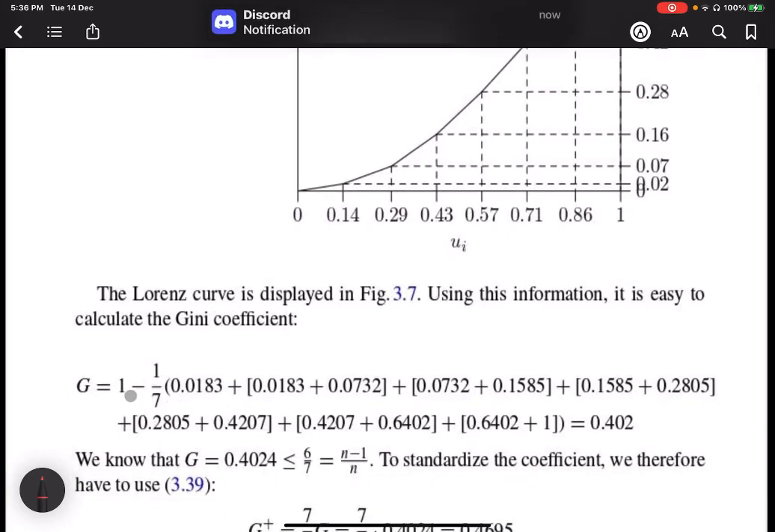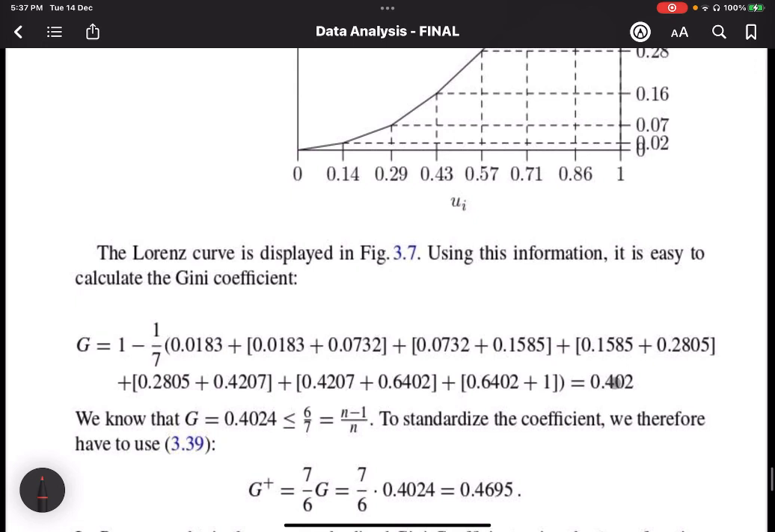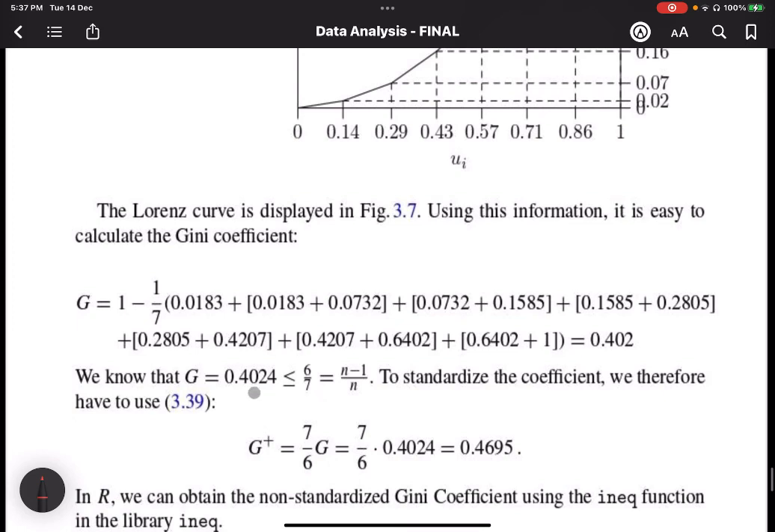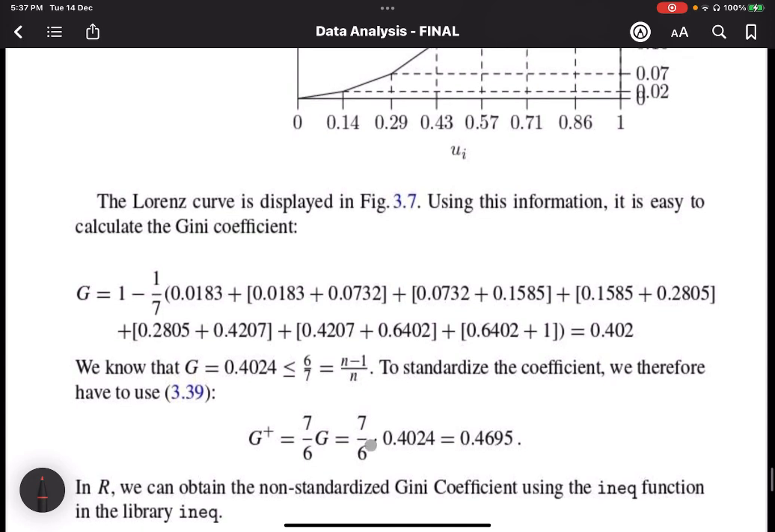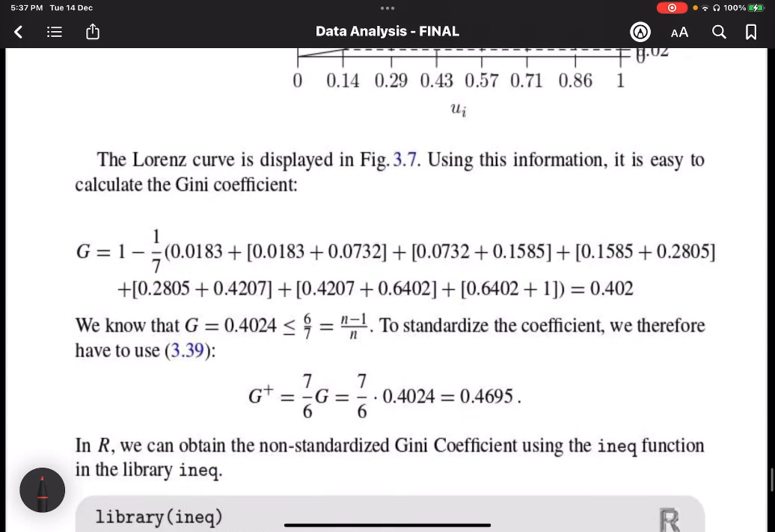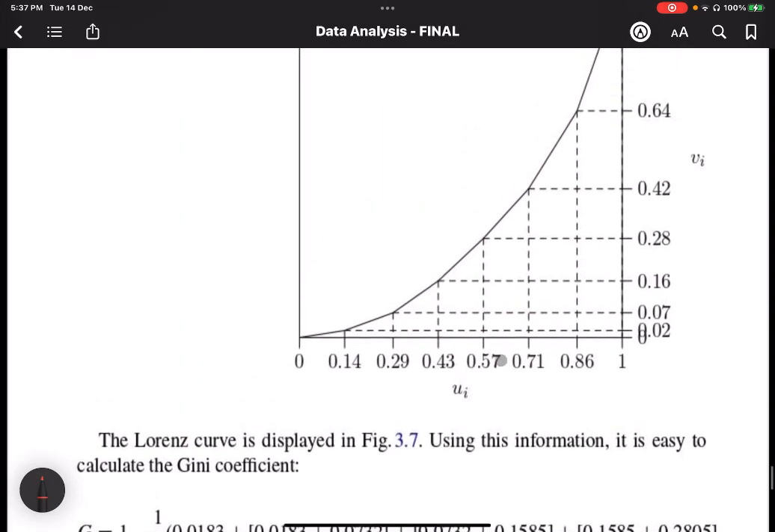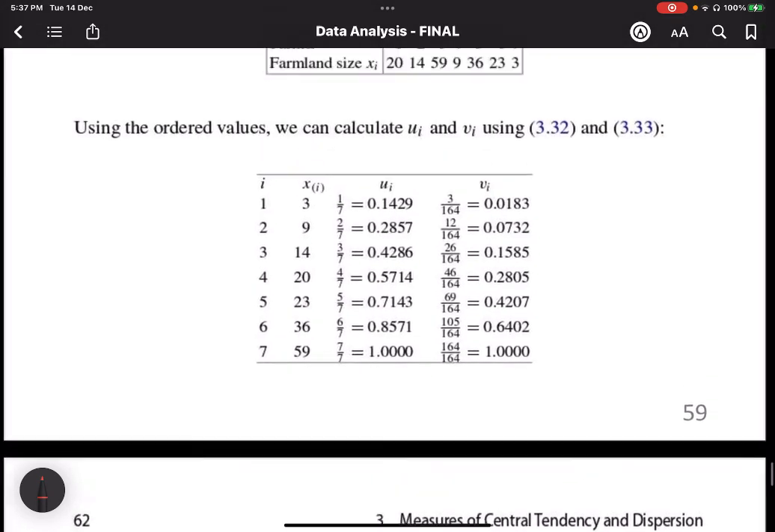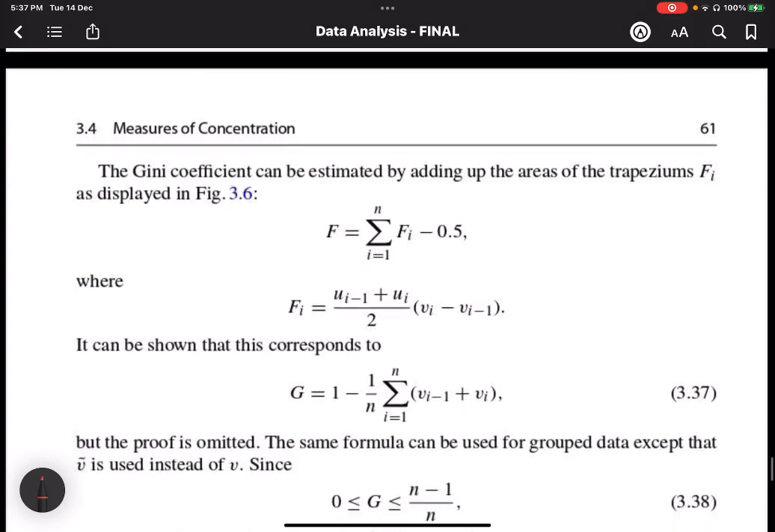The Gini coefficient, G, equals 1 minus 1 over 7, and then the summation of the V values, then it will give us the Gini coefficient of 0.402. And then to standardize this, we use the following formula, n minus 1 over n, and it will give us 0.4695. Okay? So this is how we use the measurements of concentration for the Lorentz curve and the Gini coefficient. So that's it for our final lesson for data analysis.